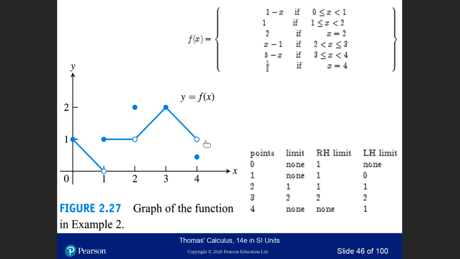Now let's look at the last point. As you approach 4 from the left-hand side, sorry, the limit is 1, but you cannot approach from the right-hand side because the function is not defined like that. Okay, so at 4, you only have a left-hand limit, which is equal to 1. There is no right-hand limit, so there is no ordinary limit.